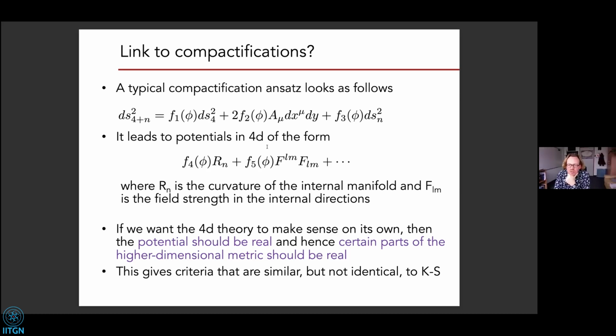I'm not sure. Off the top of my head, I cannot say. I would have to look at it. You see here, though, we are not complexifying the coordinates. We're complexifying the fields.